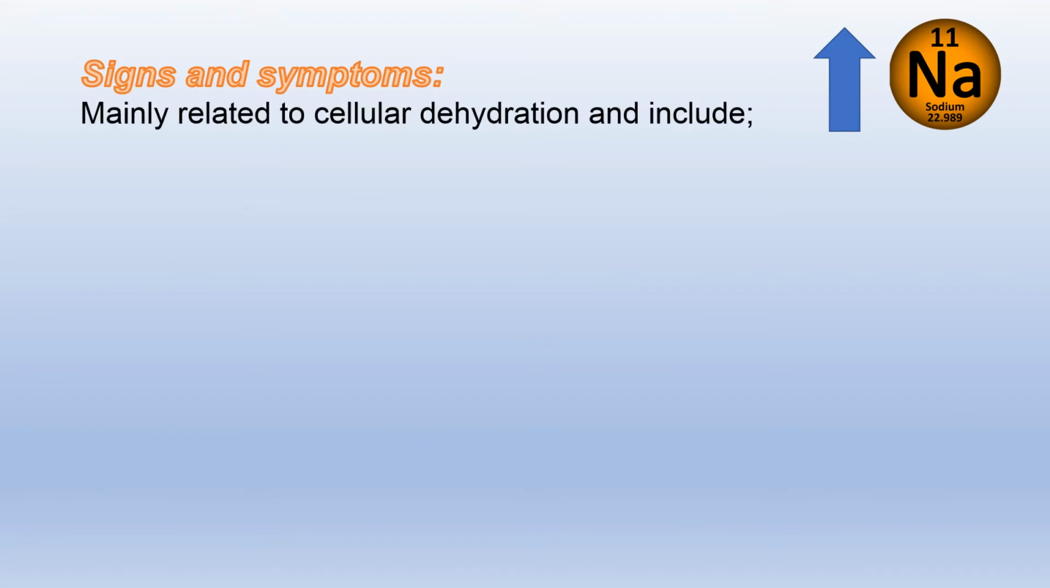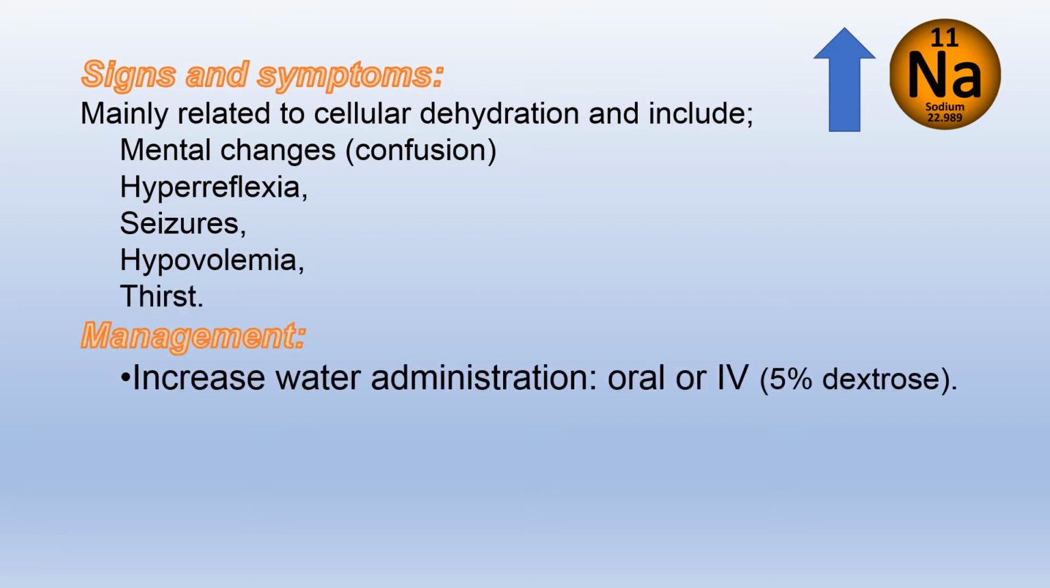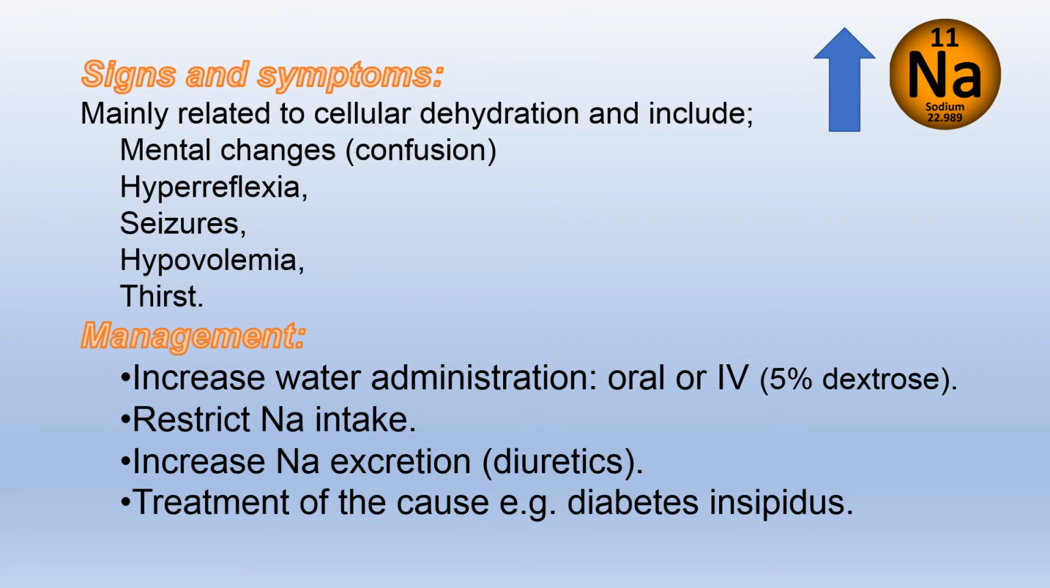Signs and symptoms of increased sodium are mainly related to cellular dehydration and include mental changes like confusion, hyperreflexia, seizures, hypovolemia, and thirst. Management: increased water administration, whether oral or IV in the form of 5% dextrose. Restrict sodium intake, increase sodium excretion by diuretics. Treatment of the cause, for example, diabetes.